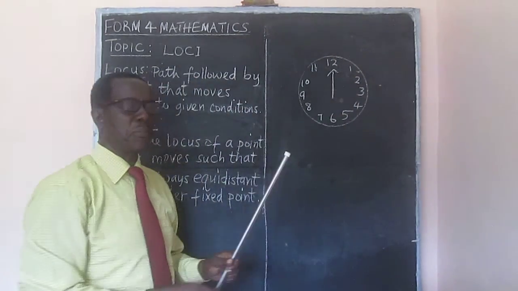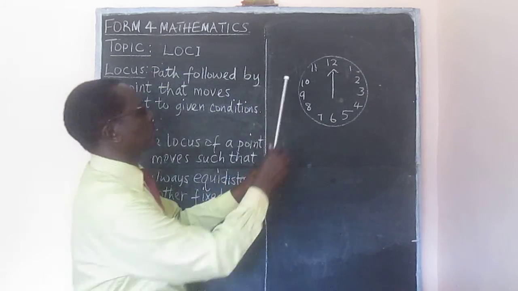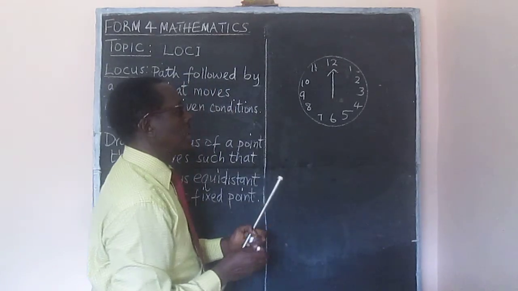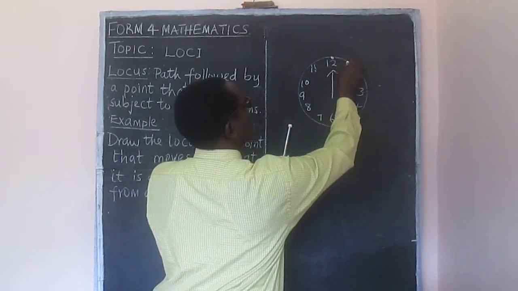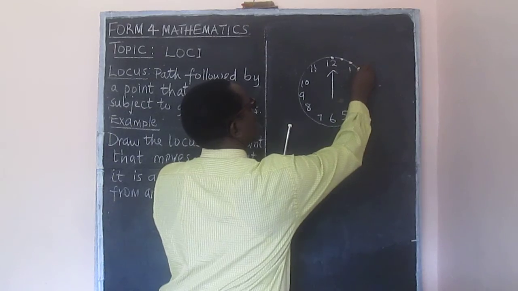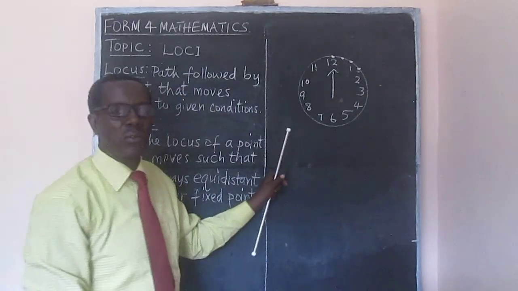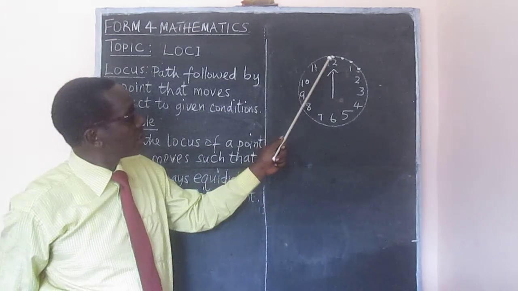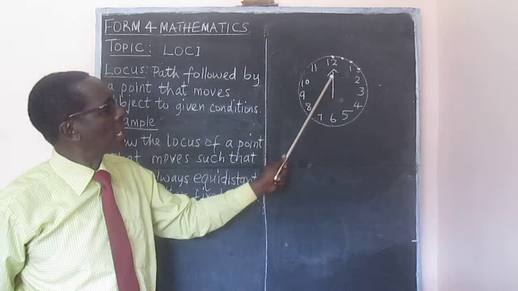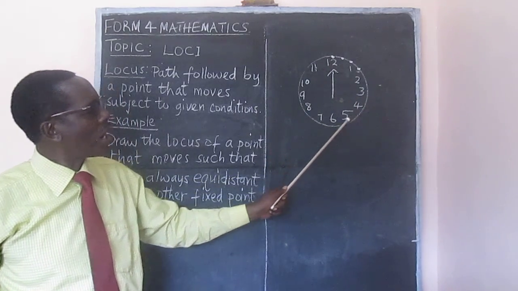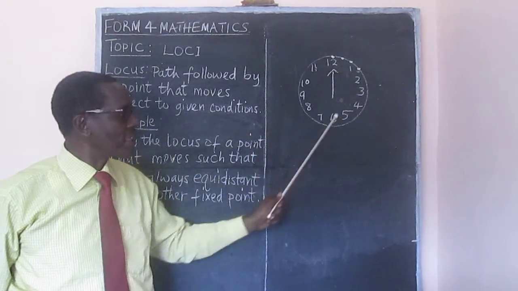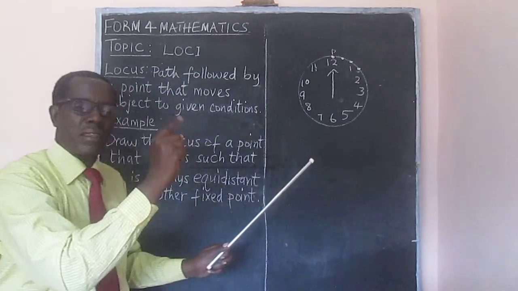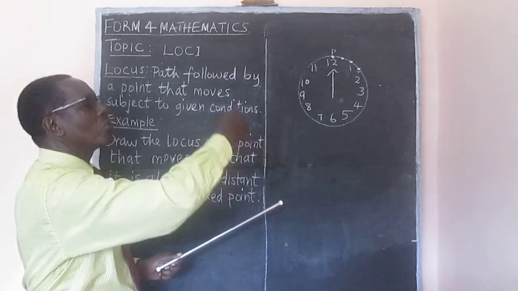If you look at this tip here, the white tip, it follows a given path. At one point, it is here, later here, later here, later here, and so on, until we are through with the 60 minutes. The path traced by the tip of the minute hand as it moves around the clock face, that path is the locus of that tip. We can say the tip, the P, that point, moves along a circular path.